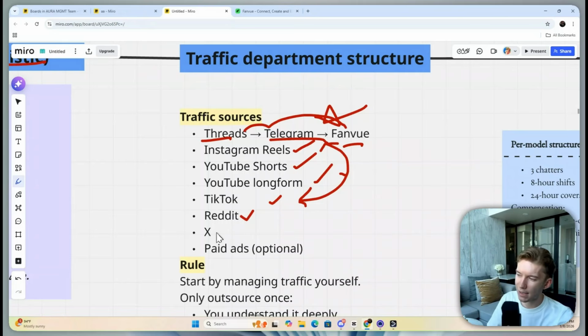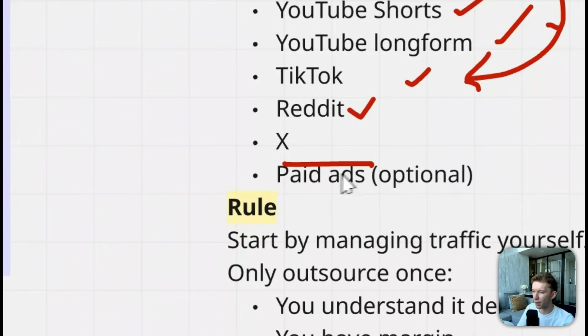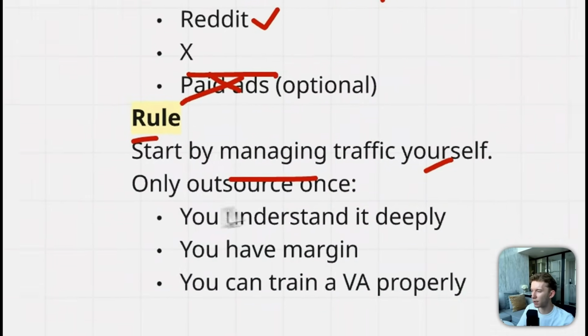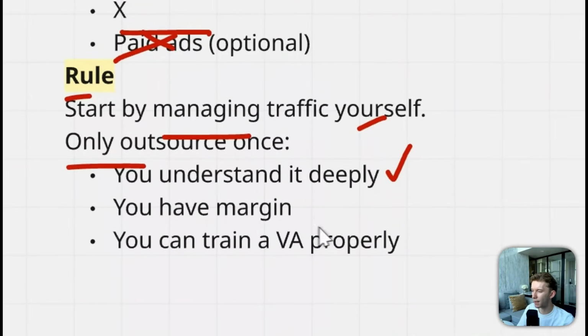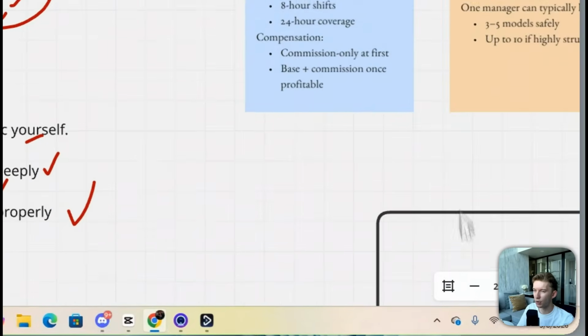X is okay. I have never really run it as a proper funnel, but I know people that run X, especially mass DMs, and it can work depending on how you set it up and the amount of money you invest into it. And again, paid ads, I'm going to drop a full video on Discord on this, so we'll ignore that for now. But yeah, rule: start managing the traffic yourself and then outsource once you understand it, you have the margin, and you're able to train a virtual assistant yourself to take it off you.